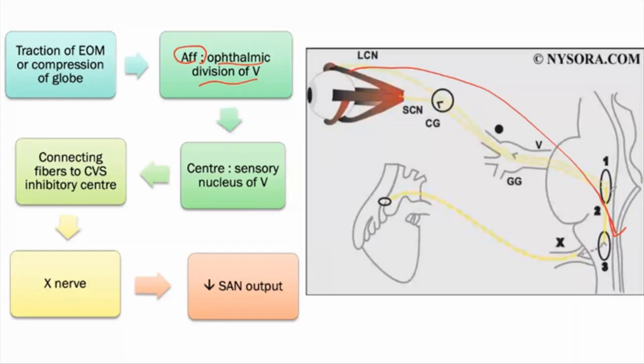nucleus, it will send the impulses to the cardiovascular inhibitory center present in the brainstem, which is the cardiac center concerned with regulation of the heart rate. This center will stimulate the vagus nerve, as you can see here. So the vagus nerve here is the efferent. So the efferent will pass to the heart, causing inhibition of the sinoatrial node or the SA node, causing decreasing of the heart rate, leading to bradycardia.